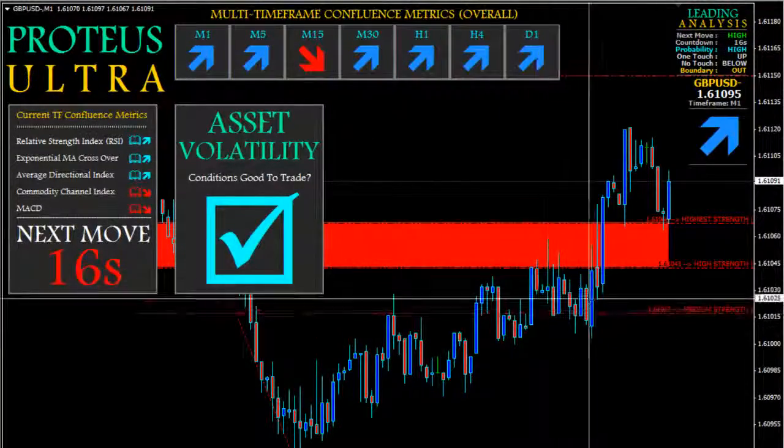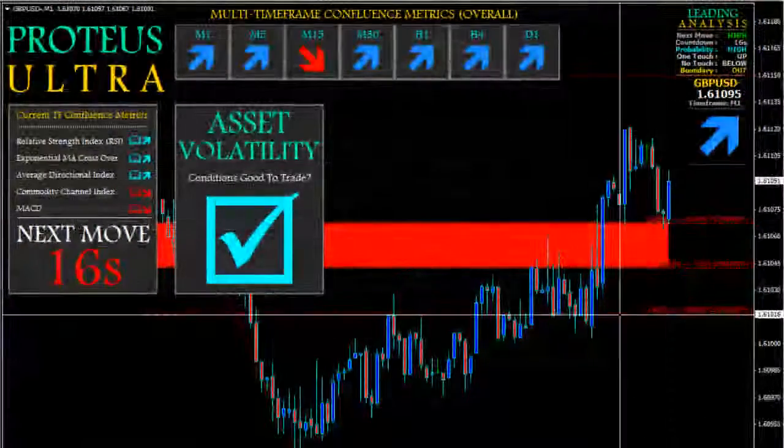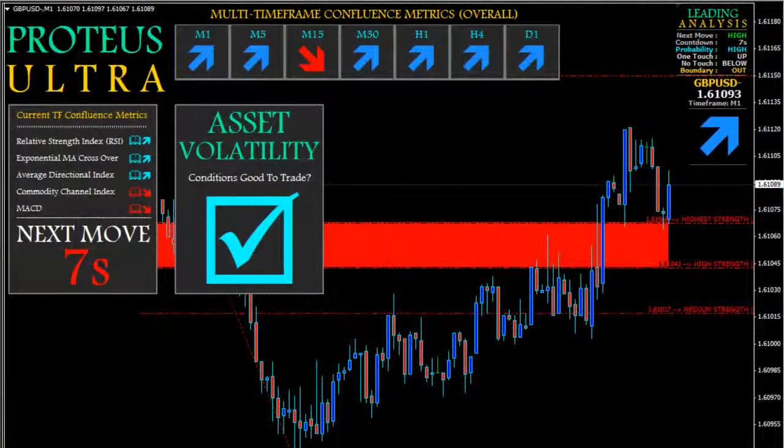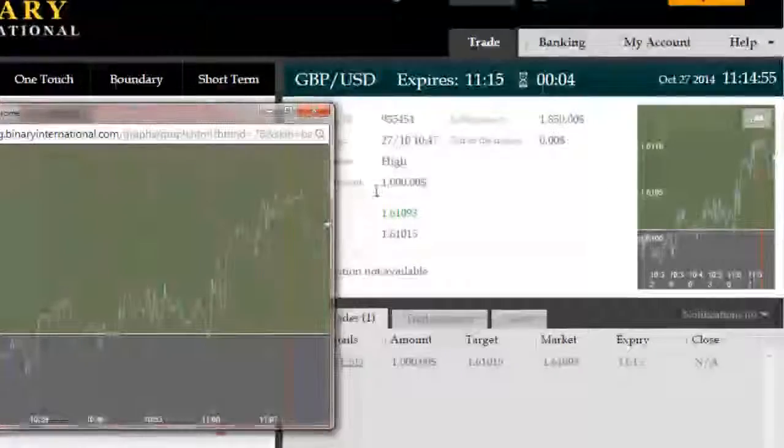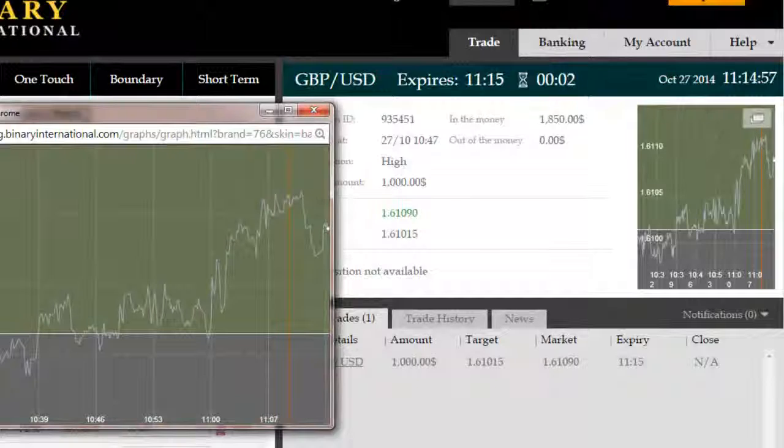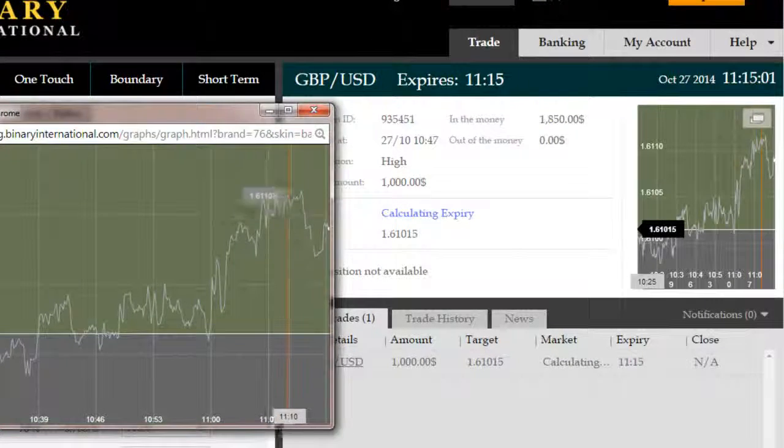The beautiful thing about Proteus Ultra is that not only do you have 7 time frames used for multi-time frame analysis, you have a very robust leading indicator on the right-hand side leading the way and telling you exactly when the highest probability entry points are due to surface.